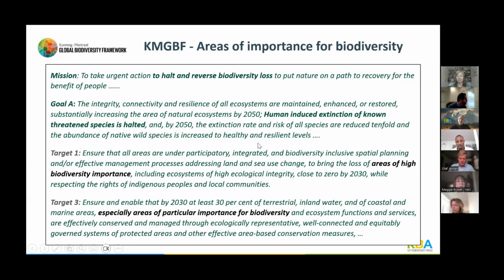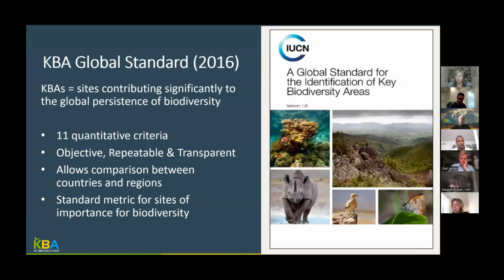So unless we put our 30 by 30 in the right places, we're clearly not going to have that overall impact in the goal and the mission. And so that's why it's clearly very important to put the 30 by 30 in the right places. And key biodiversity areas are one tool that can be used by governments to help guide where that should be.